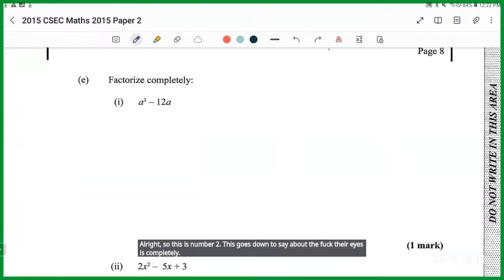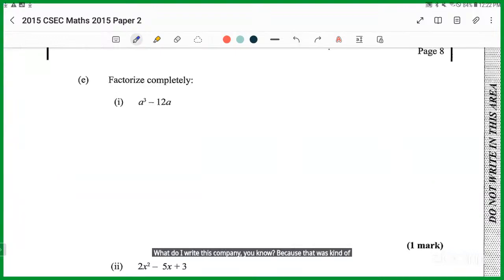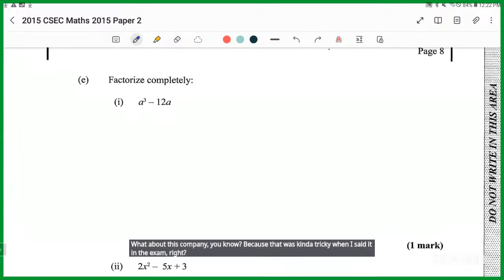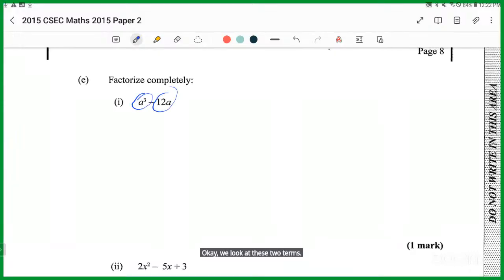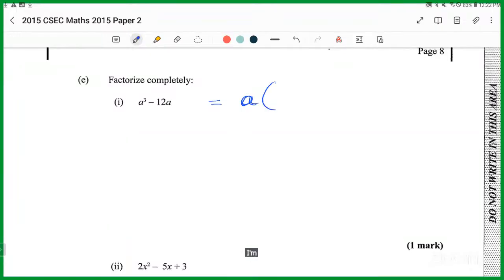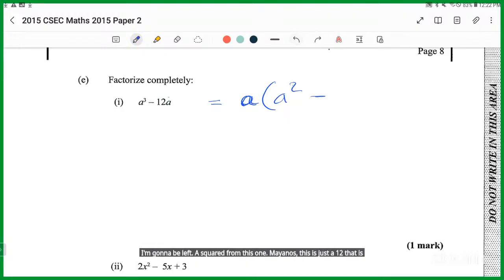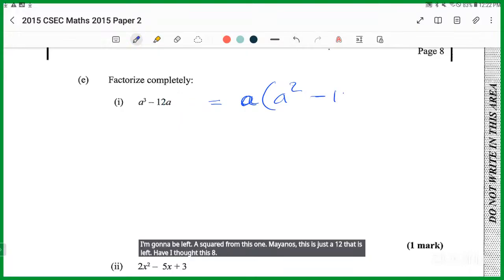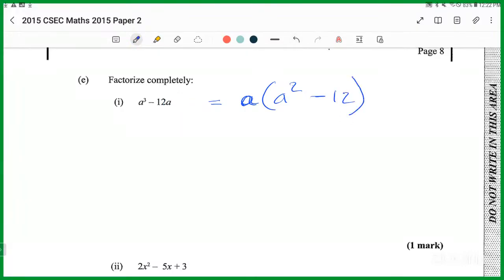This question was kind of tricky when I set it in the exam, right? We look at these two terms right now. They just have a common factor of a. So I factorize out the a. I'm going to be left with a squared from this one, minus, this is just the 12 that is left if I factor out this a. I think a lot of people would stop there now, and CSEC might give you the marks for that.